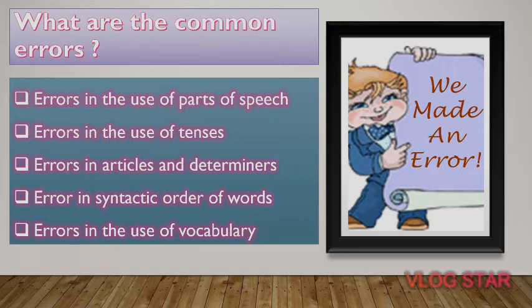The second type of mistake we make in our day-to-day life in the application of the English language is the error in the use of tenses. Third, the errors in the use of articles and determiners. Fourth, the error in the syntactic order of sentences, which refers to the wrong usage or wrong arrangement of words in a sentence. And the fifth one is the errors in the use of wrong vocabulary. The choice of correct vocabulary matters a lot. So the use of wrong vocabulary is also a kind of mistake we often make in our day-to-day life.